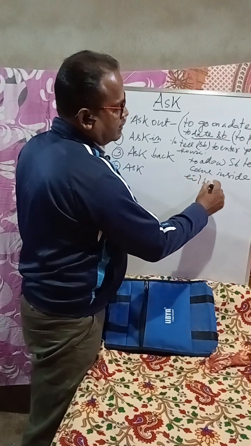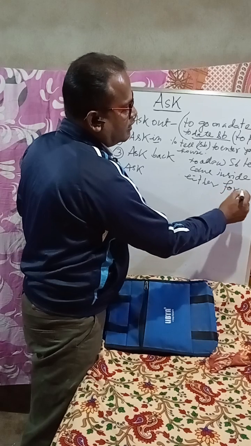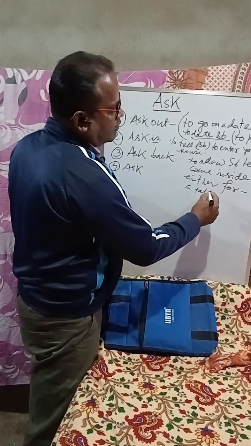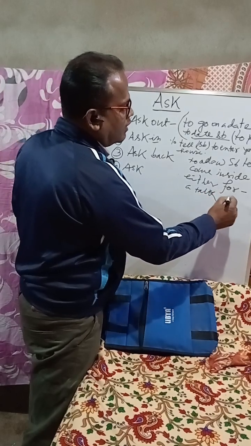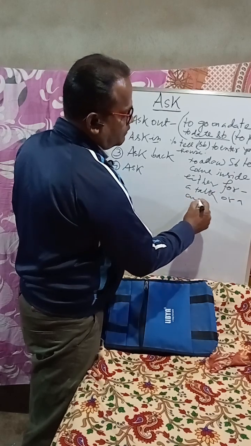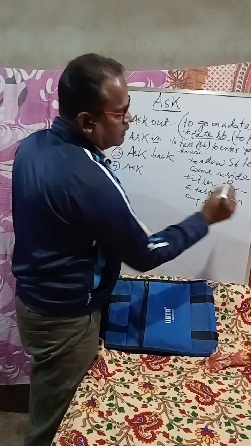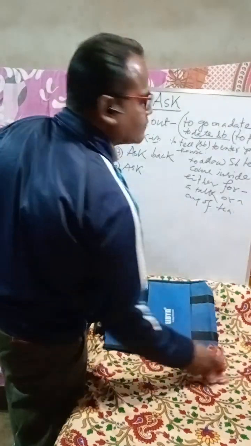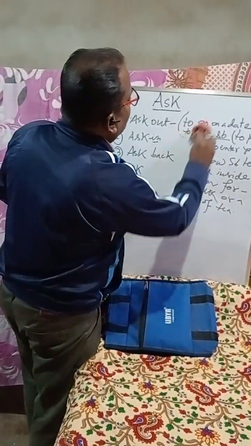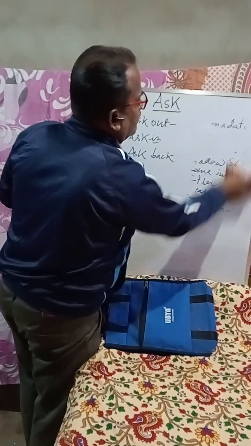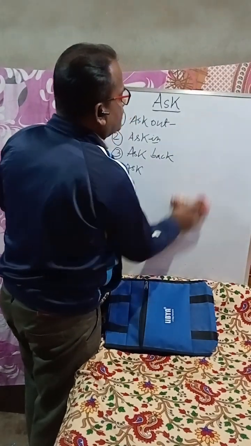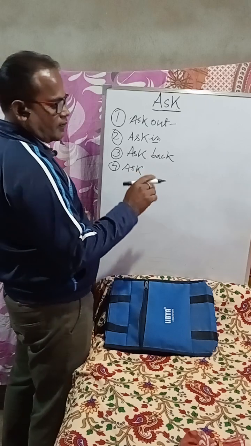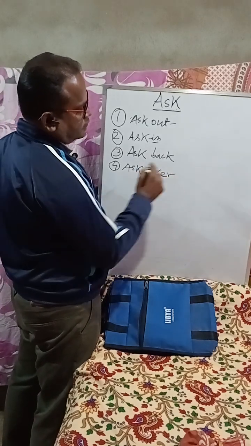Either for a talk or a cup of tea. Understood now? Is that clear? You asked him in for a cup of tea. Do you get it? Got it? I hope you have understood this too. Ask someone out, ask in, you have got. Okay. Ask over. Clear?